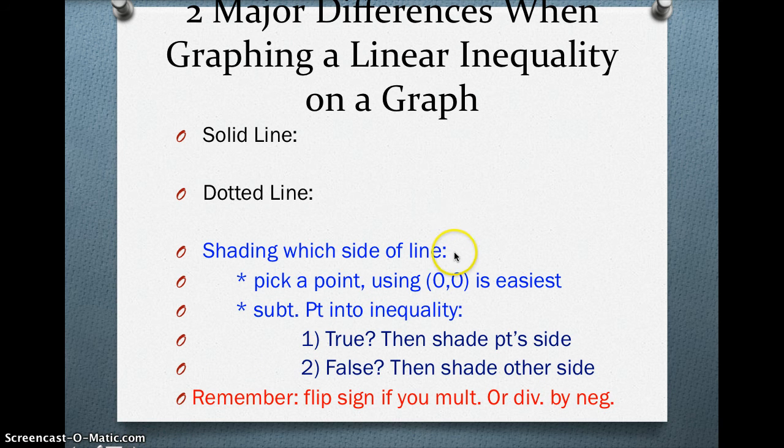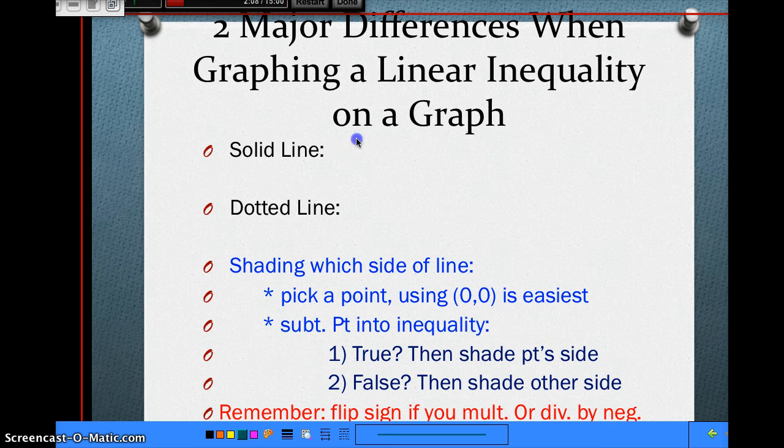Two major differences when graphing a linear inequality on a graph. A solid line, which would look something like this, means that you have the equal sign under the inequality, the half equal sign. If it's a dotted line, it means that it actually doesn't include that number, and you would only have the greater than or the less than symbol. There would be no equal sign under it.